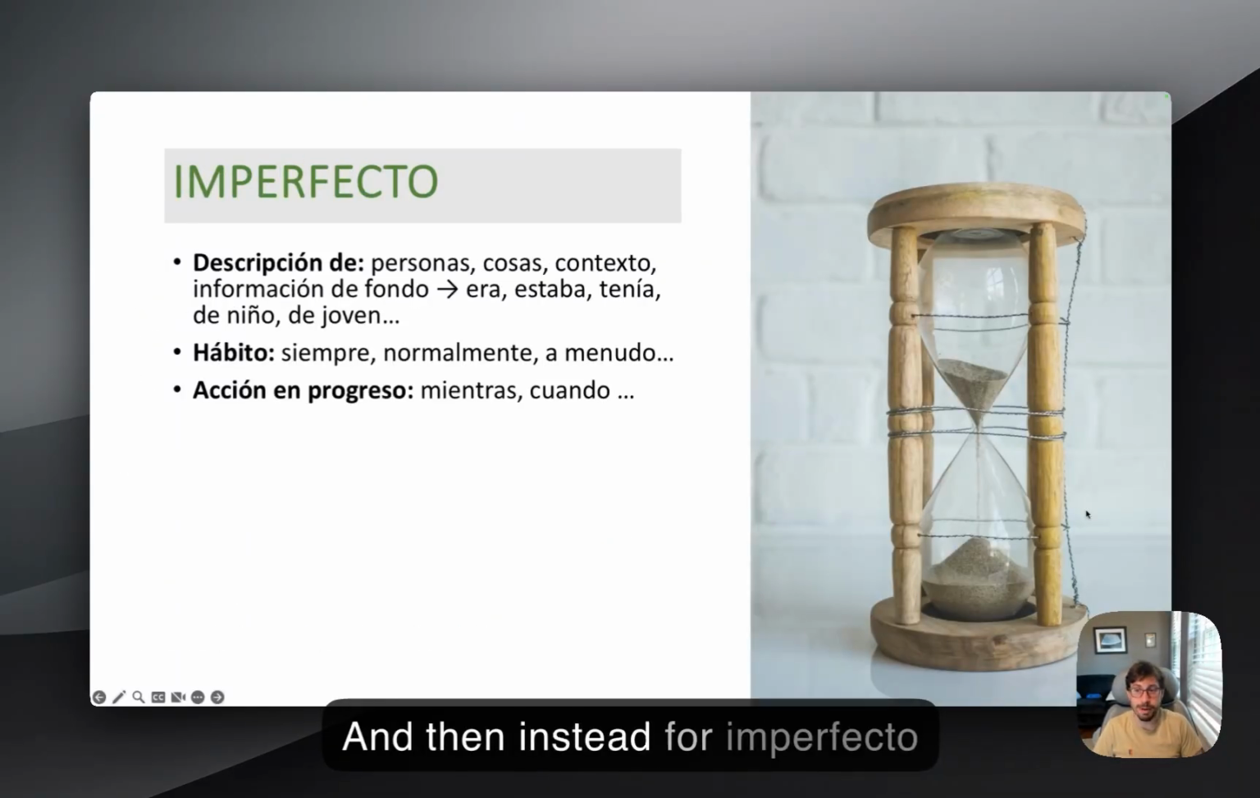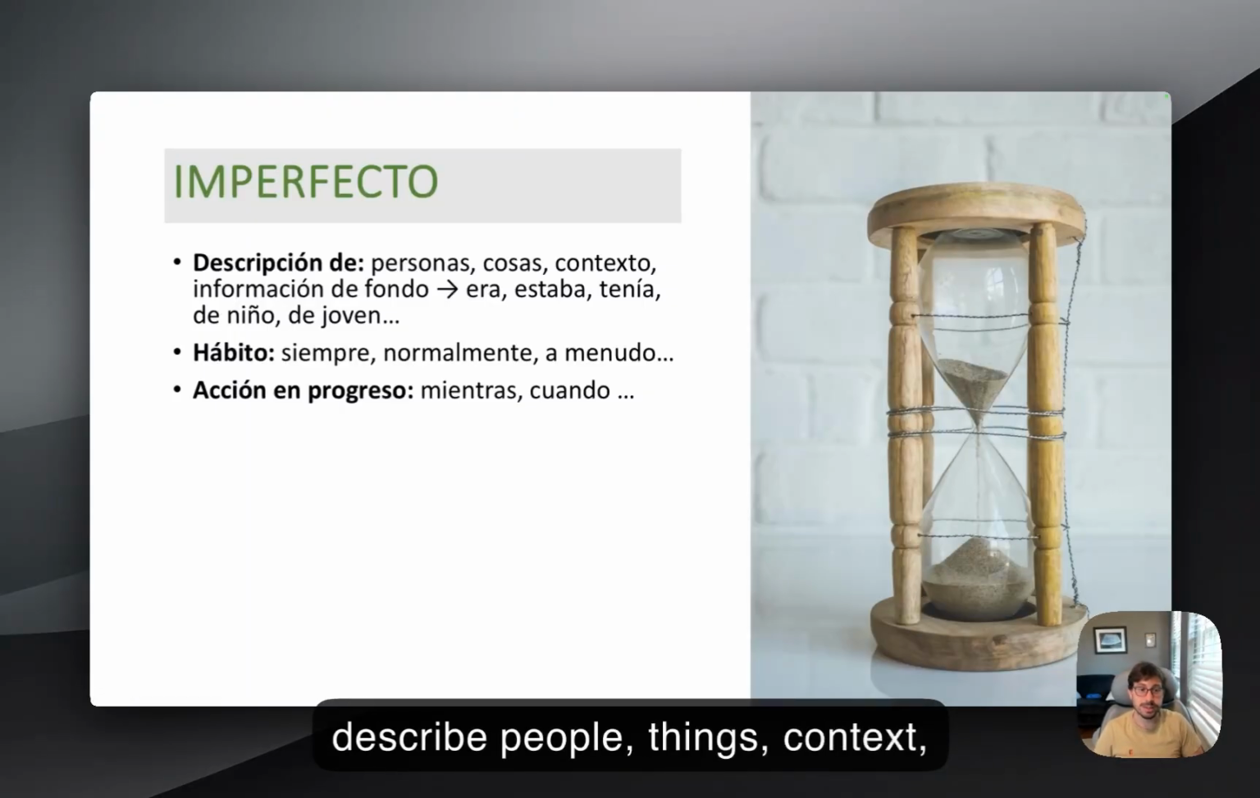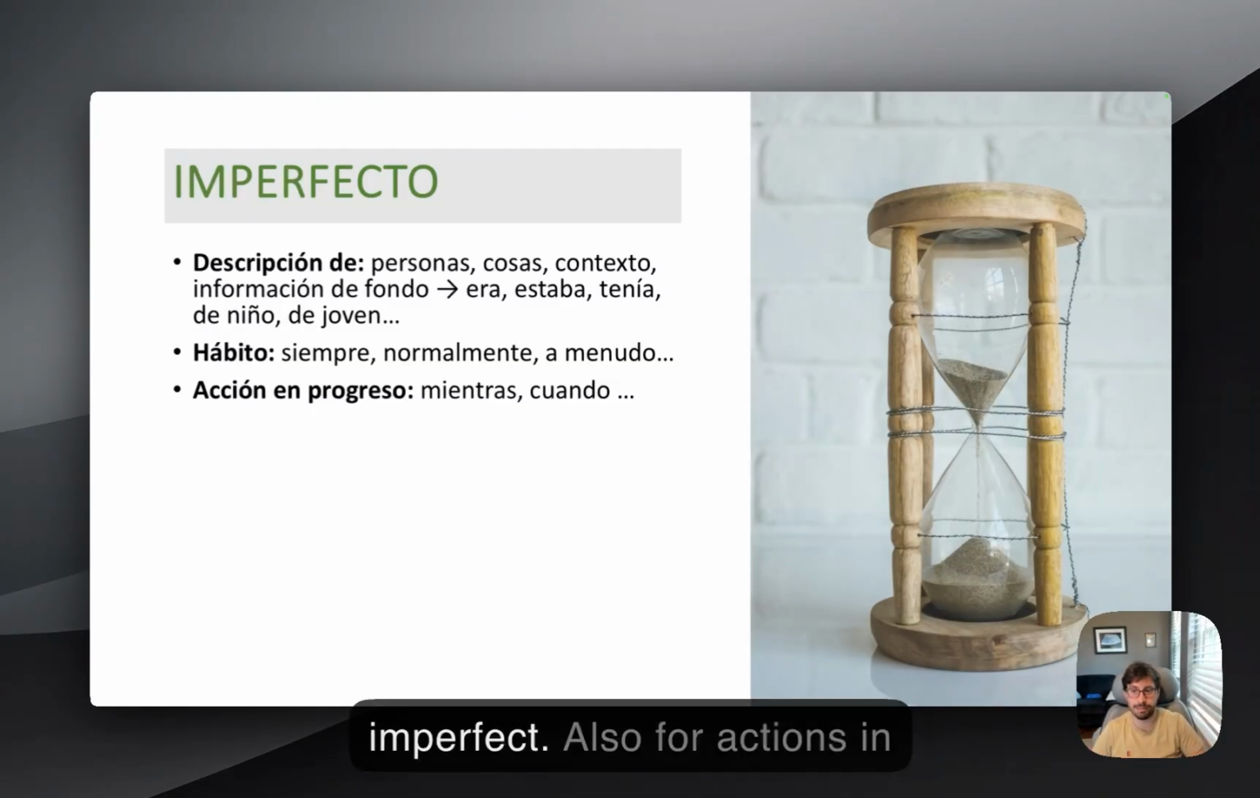And then instead, for imperfecto, we can use it to describe people, things, context, background information, and use verbs like era, estaba, tenía, de niño, de joven. So when he was a kid, when he was young, it was, he was. Hábito, a menudo. So those are habitual actions that we used to do. Always. Usually. I used to do this. So think about I used to do: imperfect.